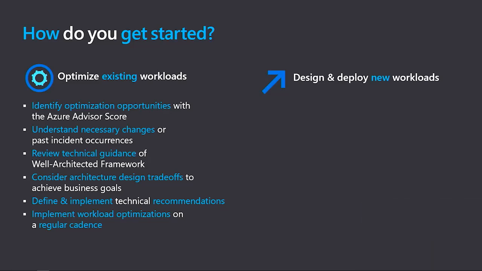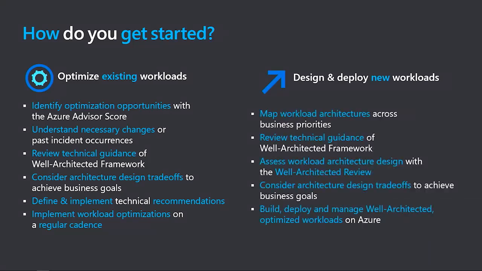In terms of designing and deploying new workloads, you want to look at your workload architectures and map those across business priorities. You want to also still look at a review from a technical standpoint, comparing what you've built to the Well-Architected Framework. You want to assess the Well-Architected Framework design by utilizing the Well-Architected Review. The Well-Architected Review is a rubric that we provide you with that you can point to a solution or a workload, and it will ask you questions, right? You answer those questions, and then it generates feedback.